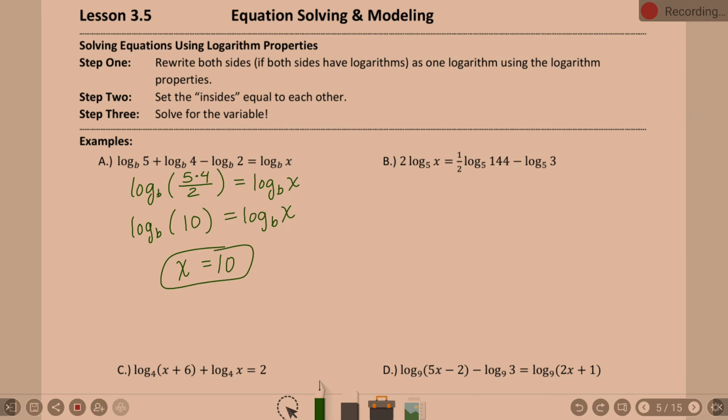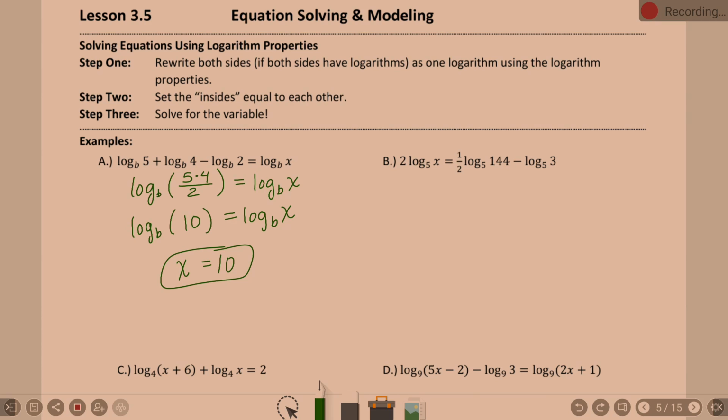Okay. I don't know that it'll happen a whole lot, but be in the habit of at least checking your answer. Just kind of glancing at it and asking, does it make sense? In other words, is a positive 10 a possible answer for this? Yes, because 10 is positive, we can have log of 10. That does make sense. Okay?